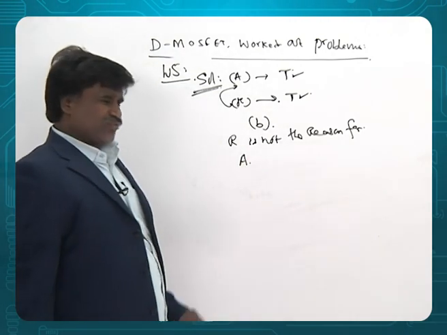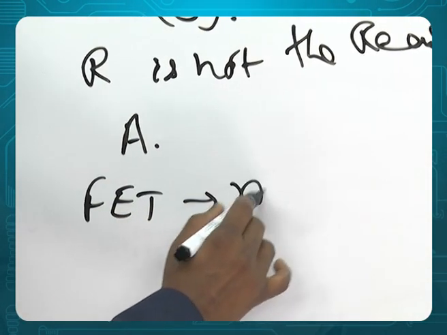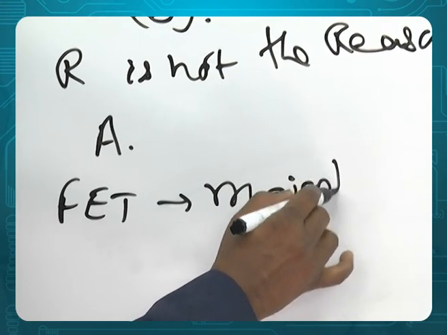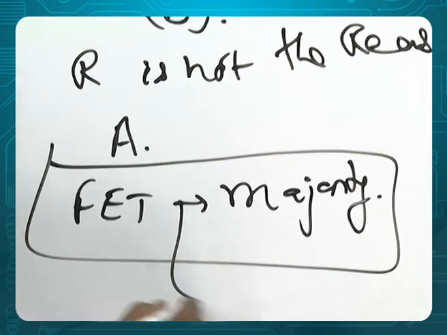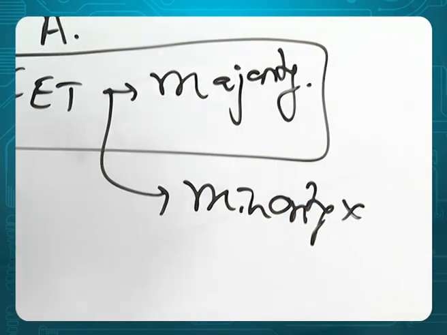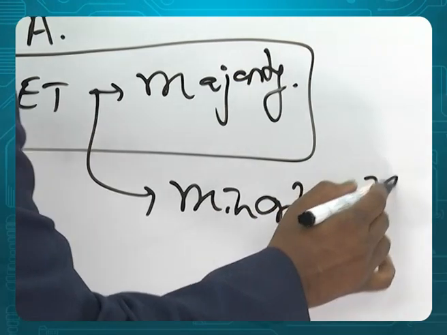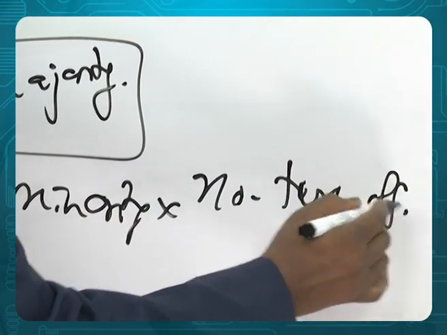When you look at the MOSFET or any FET for that matter, it has only majority carriers. When it has only majority, what will happen? Minority is not there. That means no turn off time. Turn off time is very less.